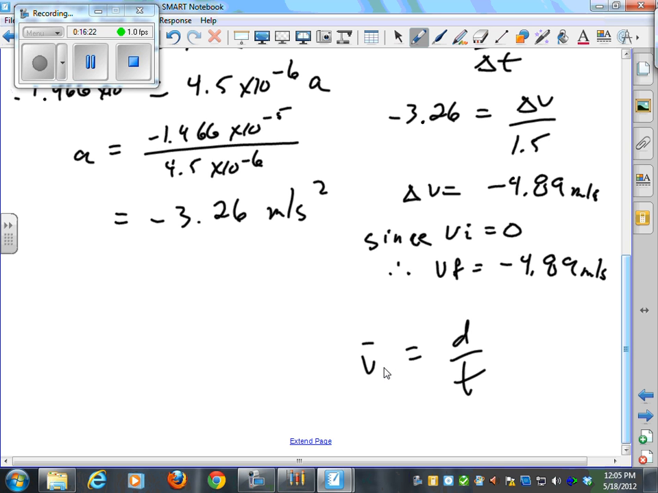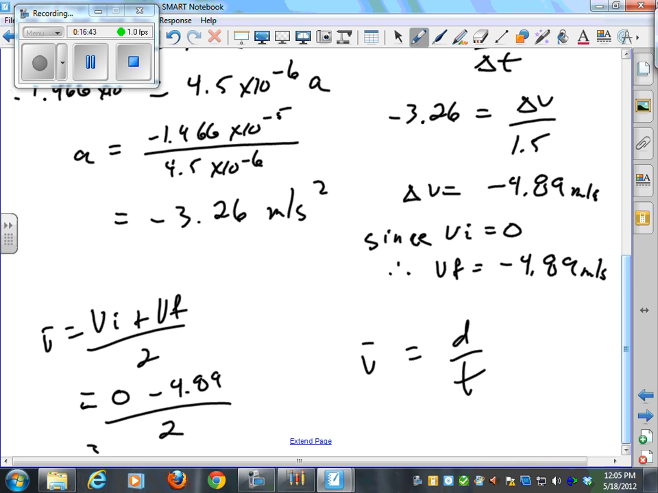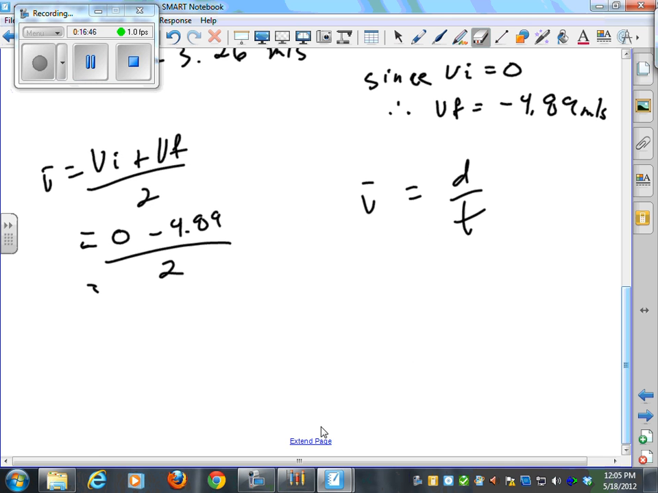Before I can do that, I'm going to have to use V bar equals (Vi plus Vf) over 2. You'll remember this from way back. What is the initial velocity? 0. The final velocity we've determined to be minus 4.89. Divide that by 2, so minus 2.44.